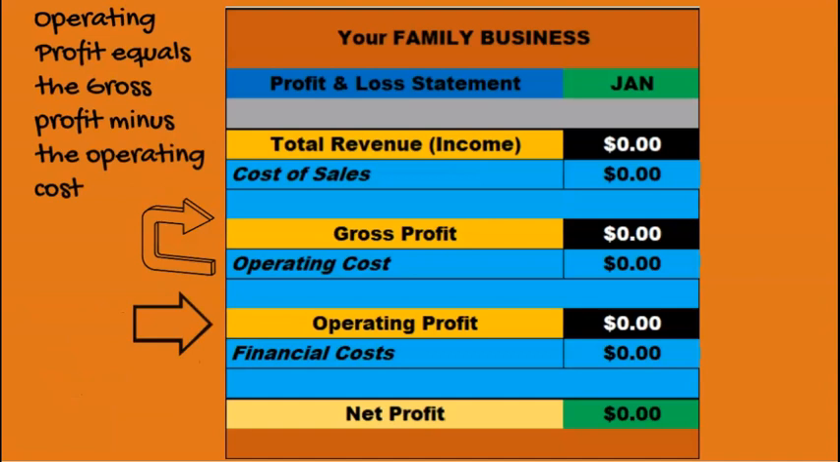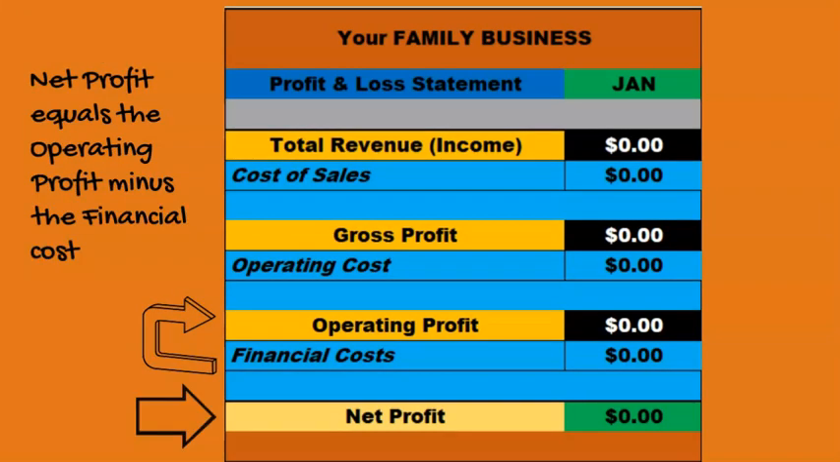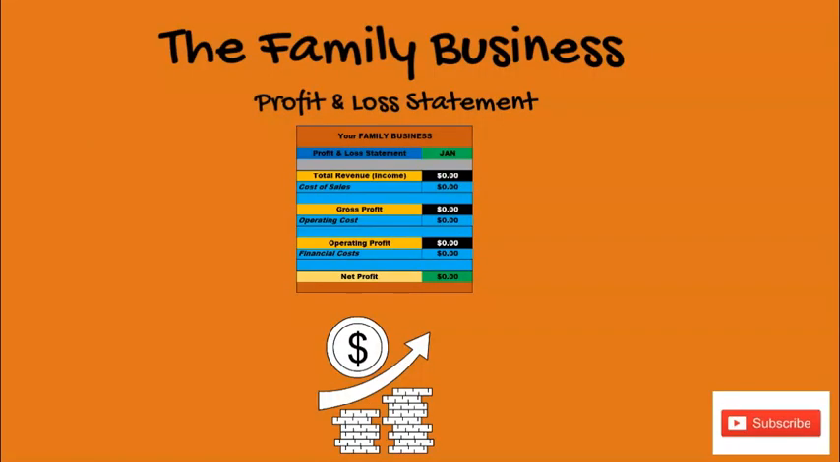To get the operating profit, you would subtract the operating cost from the gross profit. So if you take the gross profit minus the operating costs, you'll get the operating profit. And to get the net profit, you'll subtract the financial costs from the operating profit. So if you take your operating profit, you subtract the financial costs, you'll get the net profit total for that month. So guys, that was kind of a generic overview of a profit and loss statement.